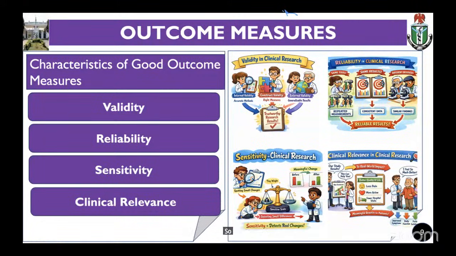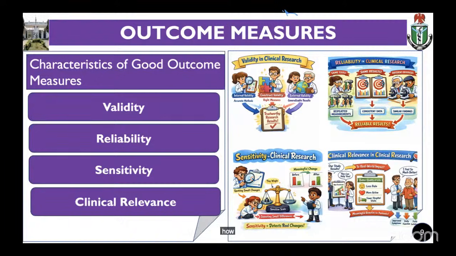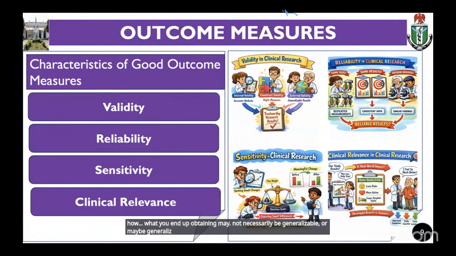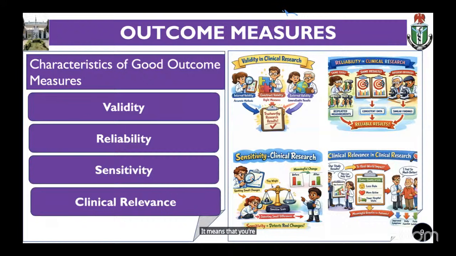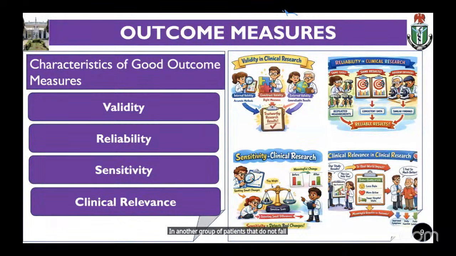So if this must be done, it means that your outcome measures must be applicable in many circumstances. And by the time you add the inclusion and exclusion criteria, you'll be able to see how what you end up obtaining may not necessarily be generalizable, or may be generalizable. For instance, if you have an outcome measure that restricts the age group of the participants in your study, it means that your finding, if at all it is sound, may not be very useful in another group of patients that do not fall into the age category you have studied.